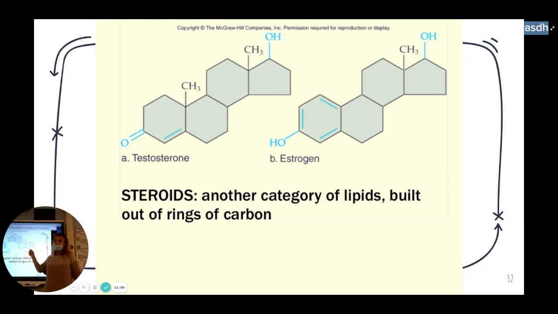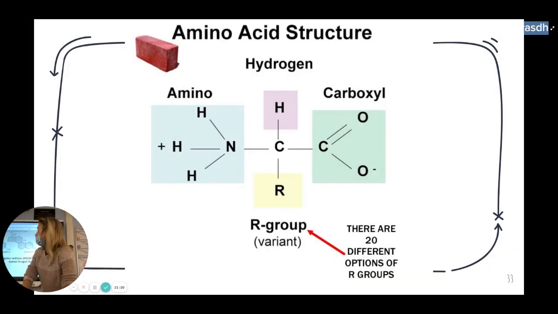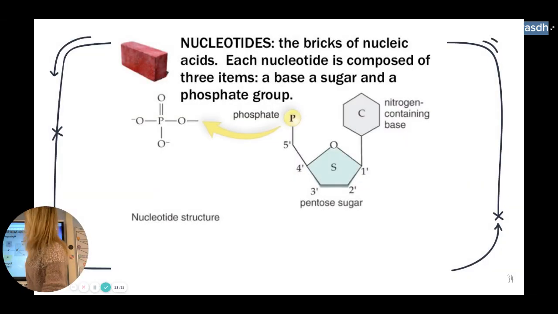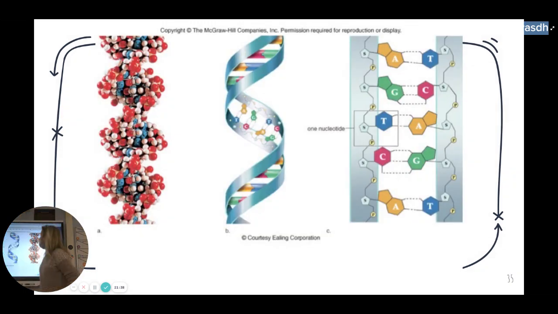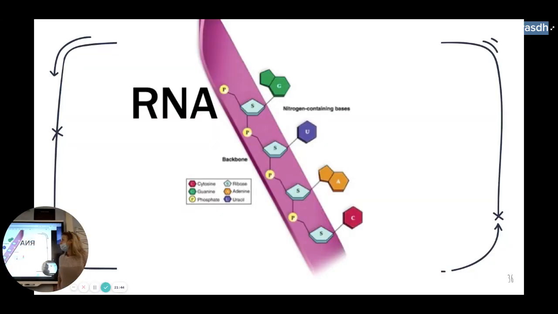You can have steroids, which are 4 rings. We find steroids in cell membranes. They're called what? In animal cells. Cholesterol. Good. Okay. And then we talked about amino acids build proteins. Remember that? And we talked about how many different R groups are there? 20. Good. Right? We talked about nucleotides, which are a base, a sugar, and a phosphate. And those will build nucleic acids like DNA, ATP, and RNA.